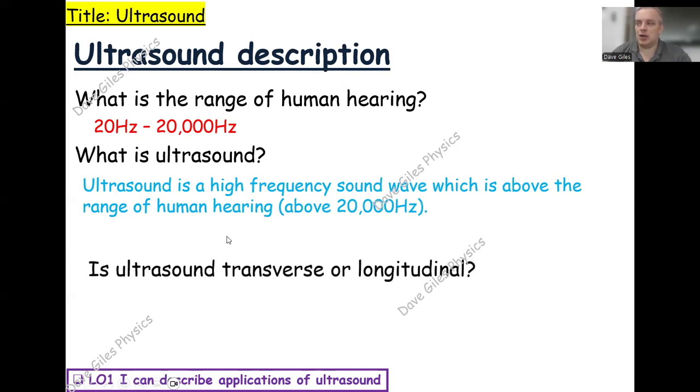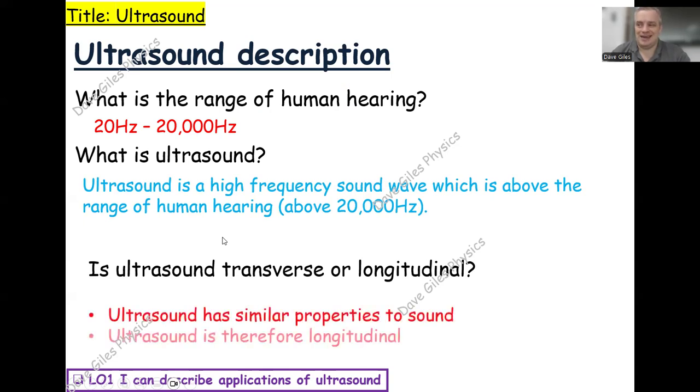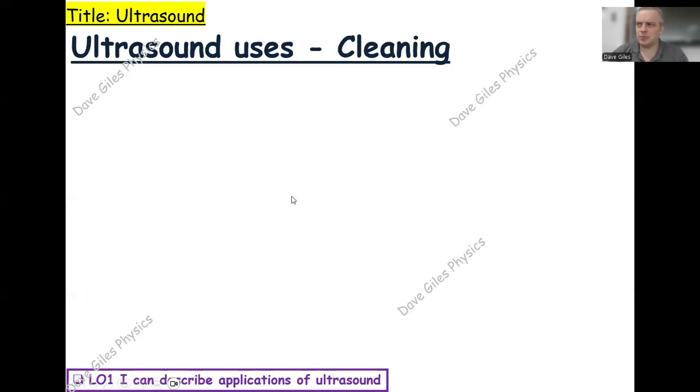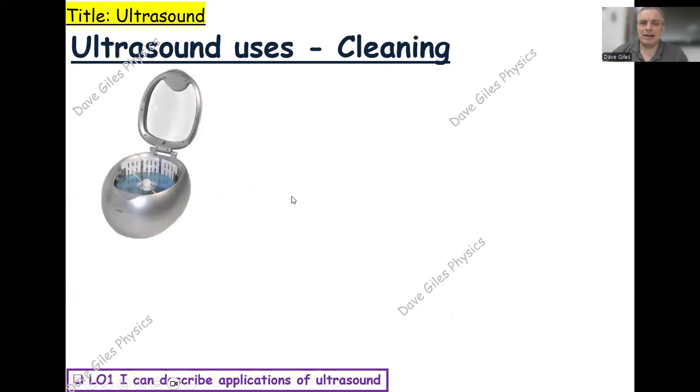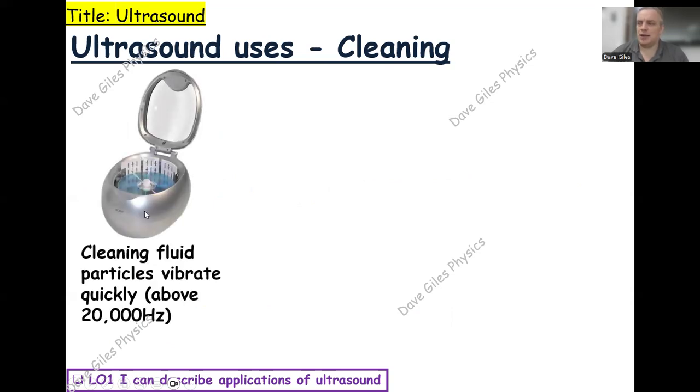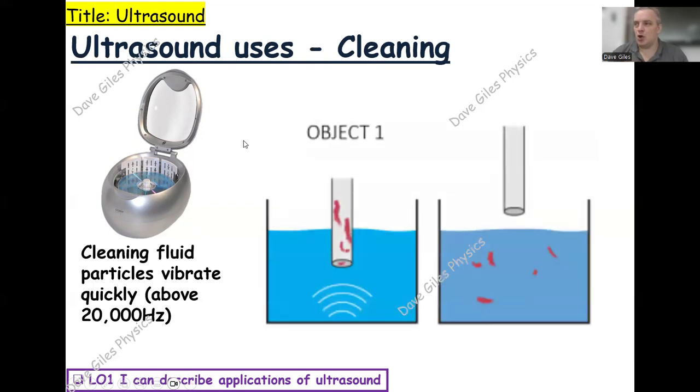So is it transverse or longitudinal? Well, it's the same as sound, so therefore it is longitudinal. There are some applications. You can use it for cleaning. So you've got a machine here, and it's got a fluid inside, a liquid, and the liquid is given a pulse above 20,000 Hertz, and they vibrate very quickly, and they vibrate the particles off the dirty object, wherever it may be.